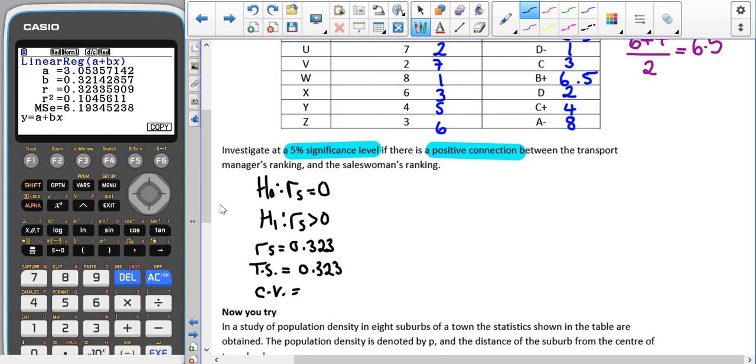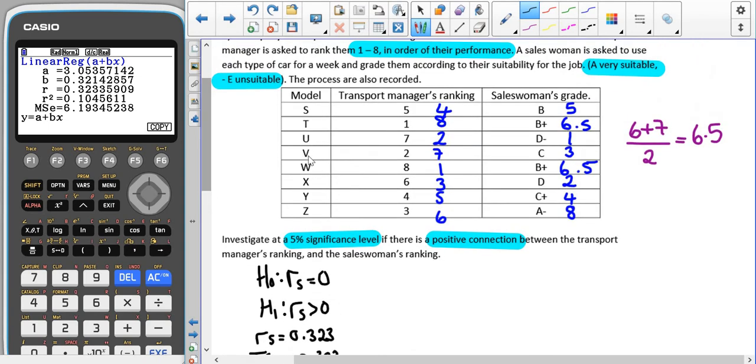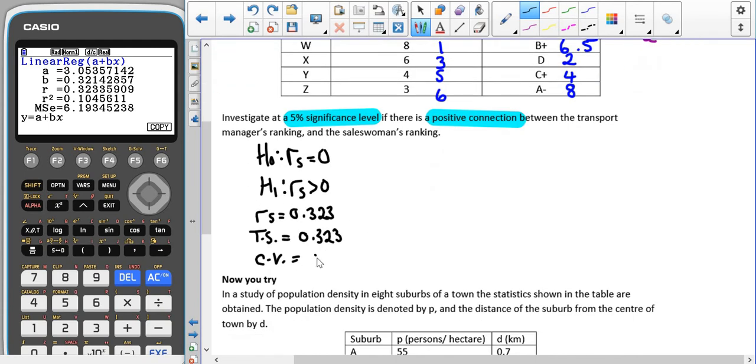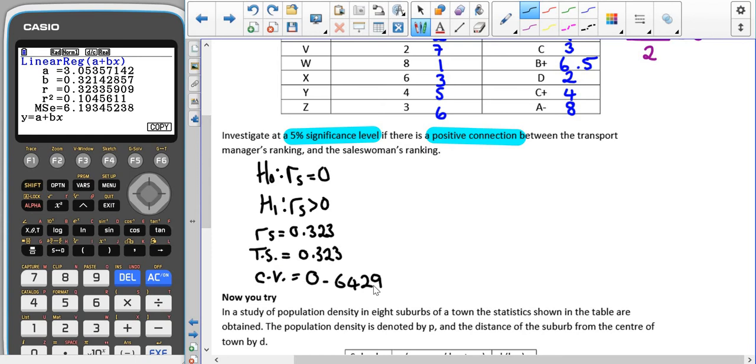Looking up our critical value, we have 1, 2, 3, 4, 5, 6, 7, 8 different models of car. It's 5% significance level and it's one-tailed, which gives us 0.6429. And again, making the comparison between the two, this time our test statistic is smaller. So as the test statistic is smaller than the critical value, we would accept H0.